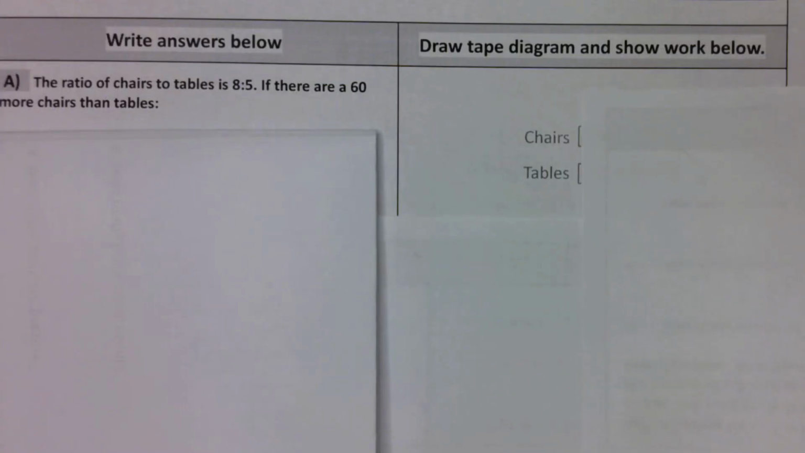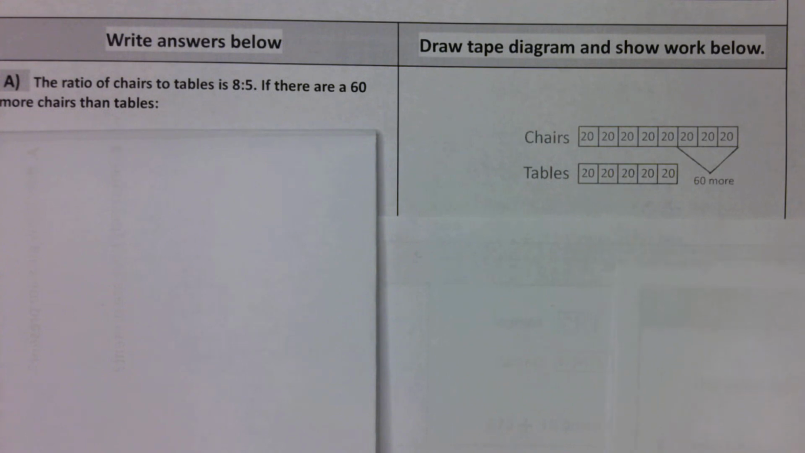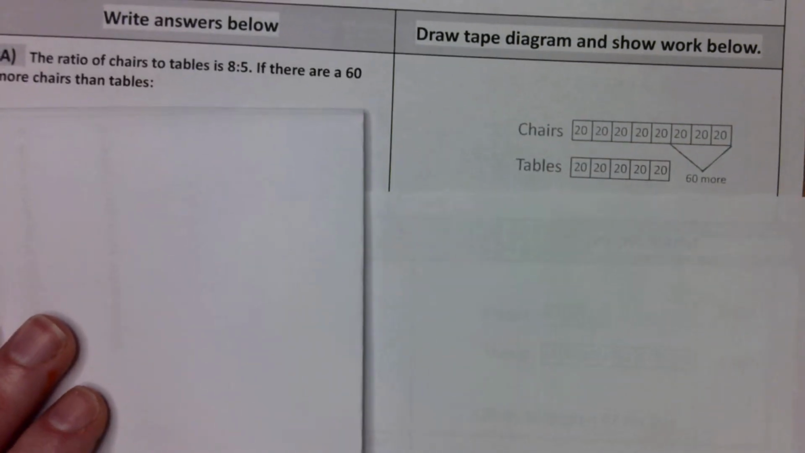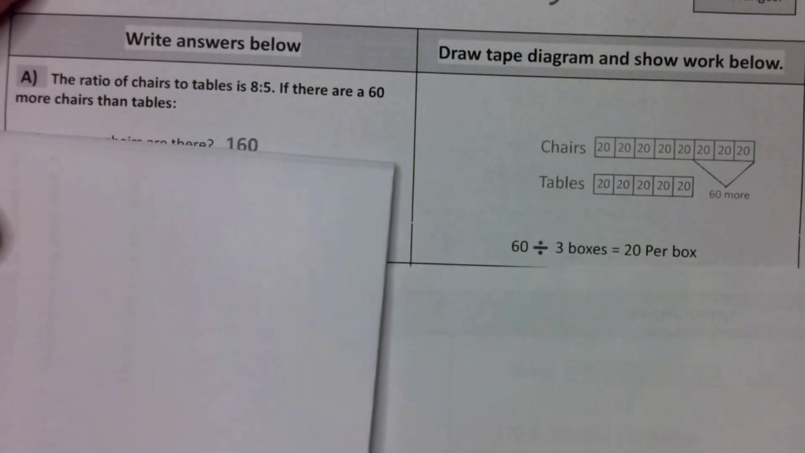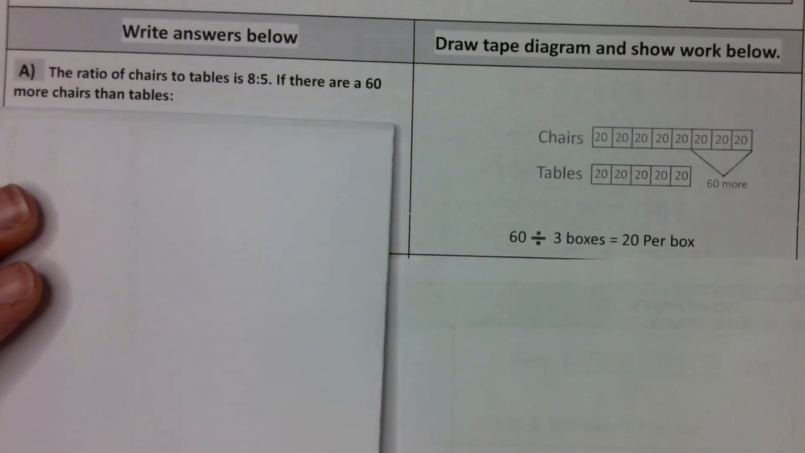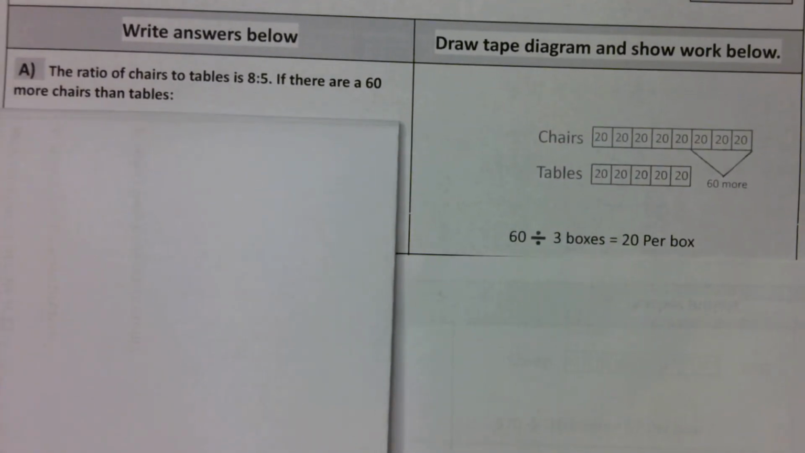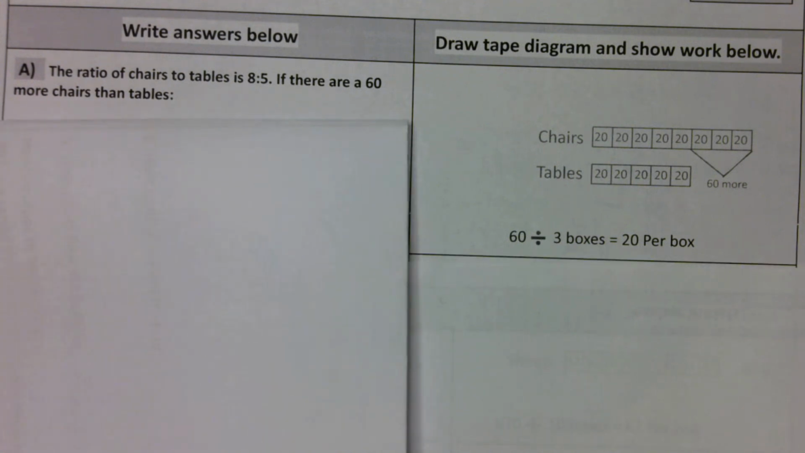Okay, so first check to make sure you labeled chairs and tables. You should have 8 boxes for chairs and 5 boxes for tables. Then we can represent 60 more by showing the 60 over those 3 extra boxes that chairs have. Then we split up 60 equally into those 3 boxes and we get 20 per box. Check to make sure you have 20 in every box. Then we'll solve our problem.